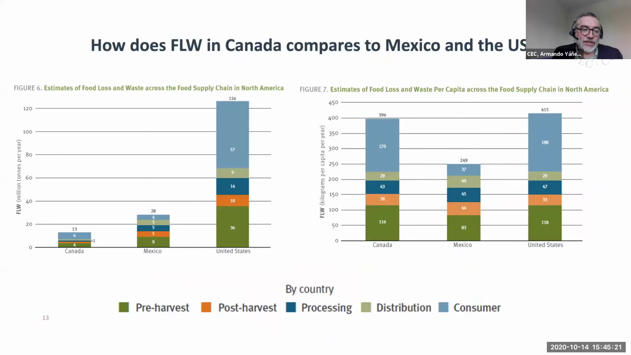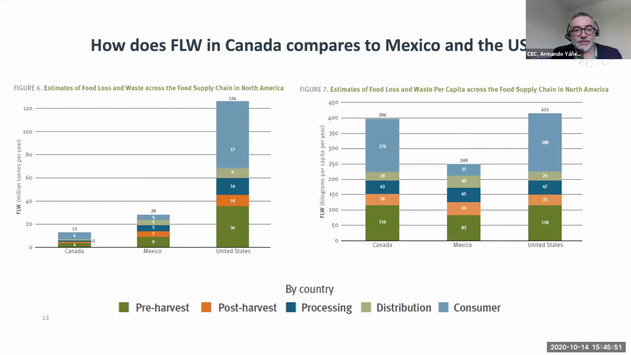When you see the left figure, you might say that in Canada it's not such a big problem as, for example, in the US or Mexico. But when you go to the figure on the right, which is the per capita figures, you can clearly see that the trends and the behavior of Canada is very, very similar to what happens in the US. Per capita, it's very comparable, and consumption is a big issue of food waste.